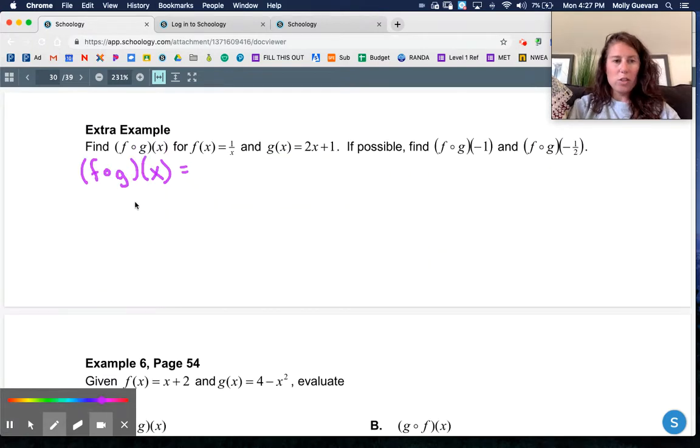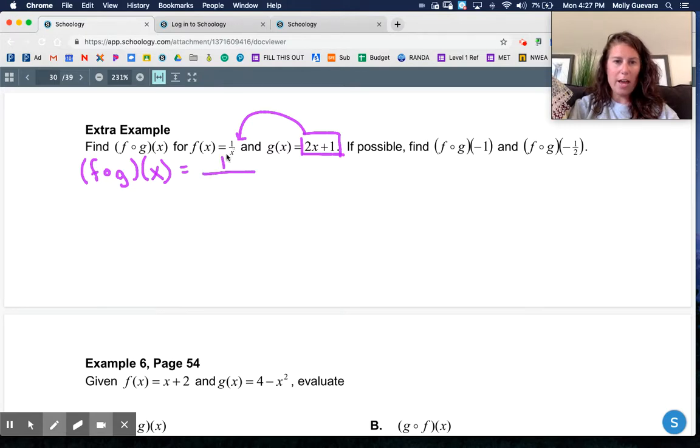Okay, so here we have f with g of x. So again, the g of x is on the inside. So that means I'm going to take my g of x, and I'm going to plug it in to the f function. So this gives me 1 over, and instead of x, it's going to be 2x plus 1.